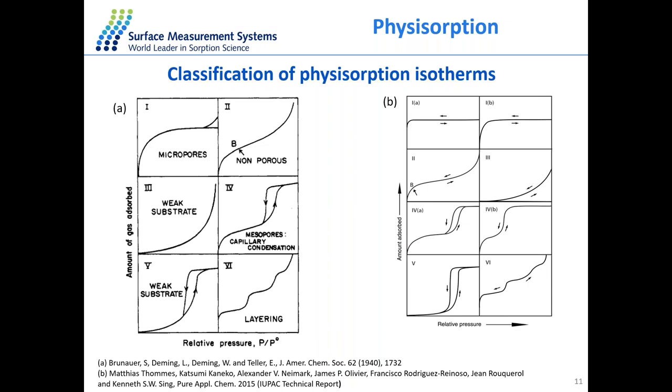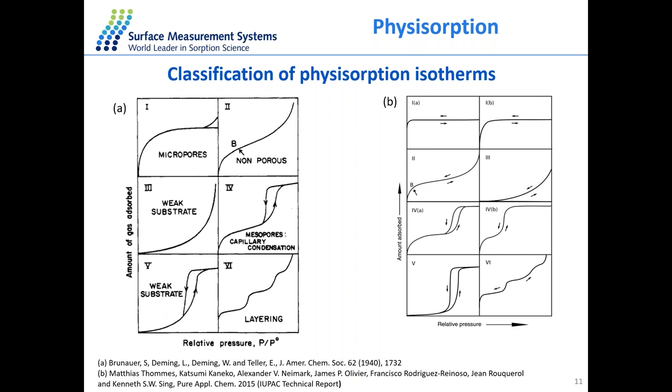Then we have the non-porous type 2 isotherms. It is a reversible isotherm representing monolayer-multilayer adsorption for non-porous materials. Type 3 is for weakly interacting substrates with unlimited multilayer formation. Type 4 and 5 are interesting for us. These are typical for adsorption on mesoporous solids, which proceeds by multilayer adsorption followed by capillary condensation, resulting in type 4 or type 5 isotherms.